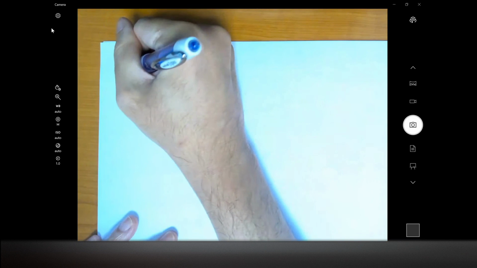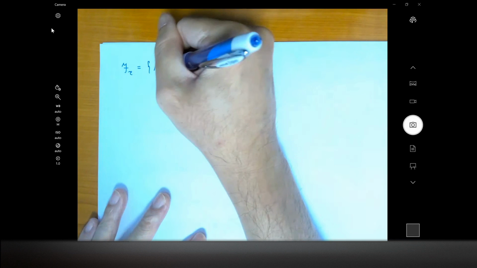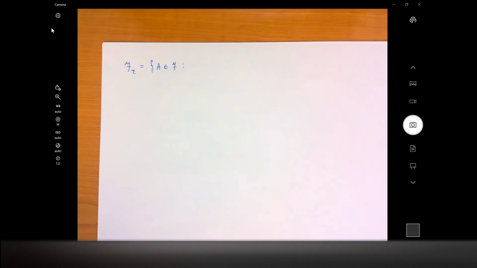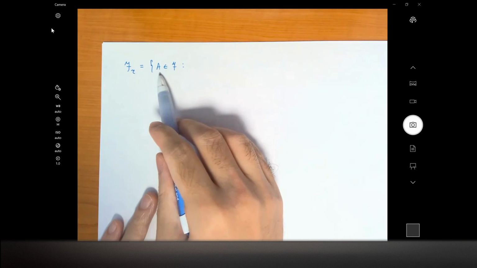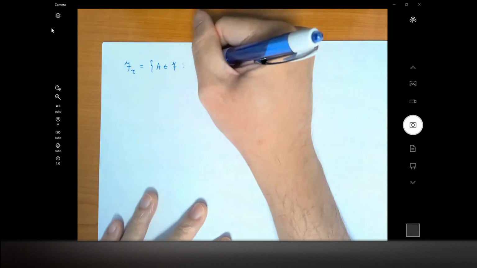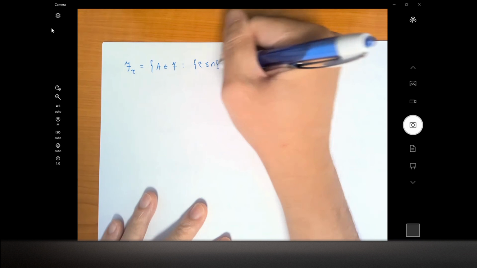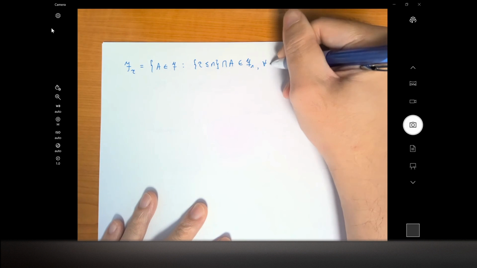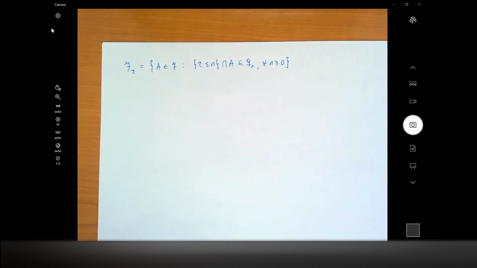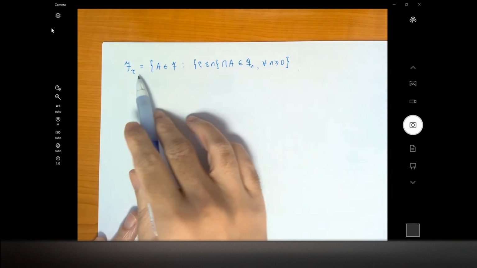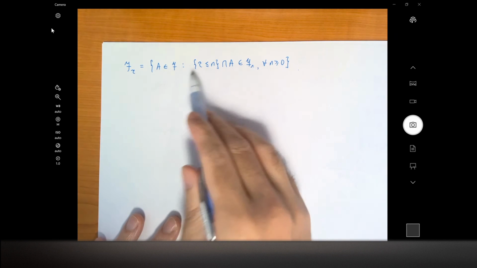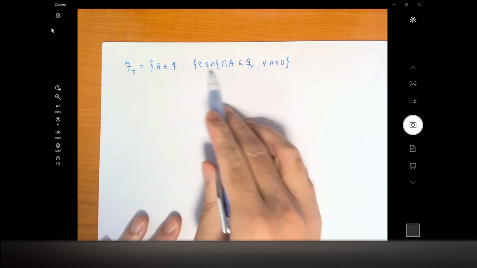So F tau, where tau is a stopping time. I'm going to look at this collection of events. F is the whole underlying sigma algebra. So I'm looking at all the events that satisfy this condition over here, being inside F_n, and this is true for n starting all the way from 0. So what does this say? This set consists of all events that depend on information up to the stopping time.